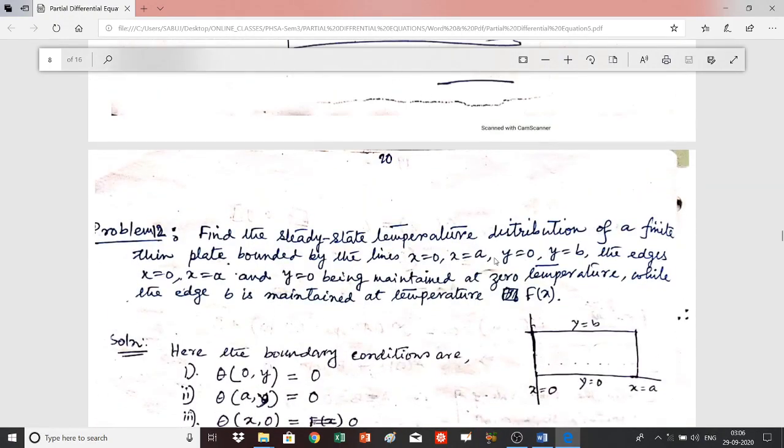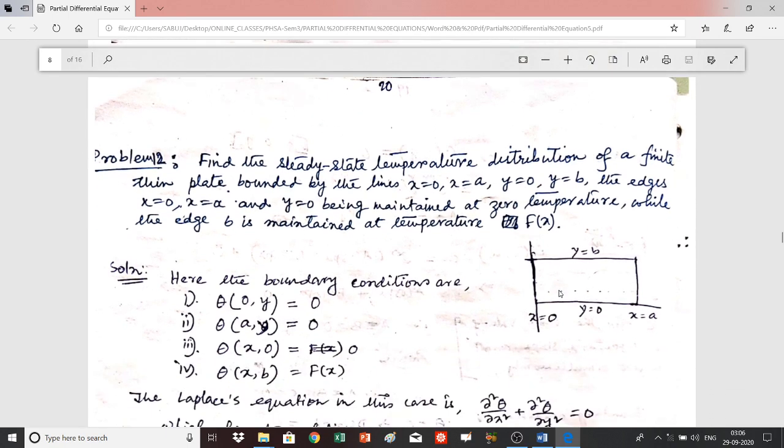Find the steady state temperature distribution of a finite thin plate bounded by the lines x = 0, x = a, y = 0, y = b. The edges x = 0, x = a, and y = 0 are maintained at zero temperature, while the edge y = b is maintained at the temperature f(x).